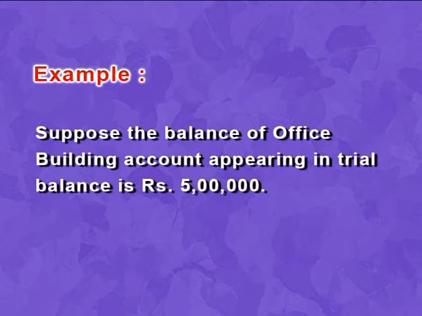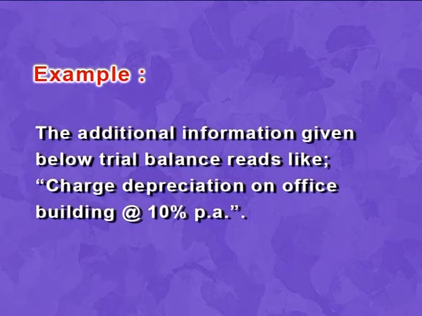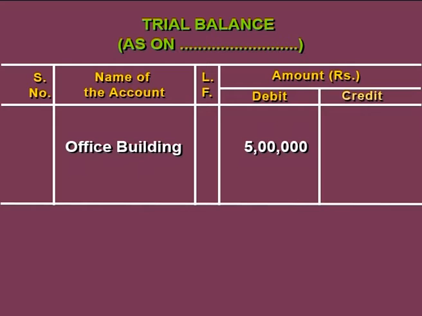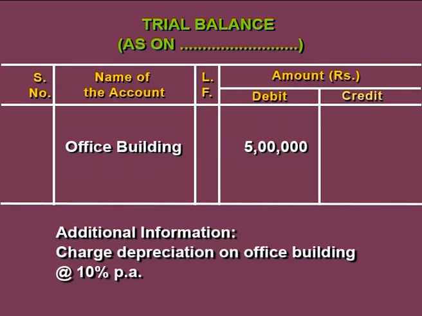Suppose the balance of office building account appearing in trial balance is rupees 5 lakh. The additional information given below the trial balance reads like charge depreciation on office building at the rate of 10% per annum. This will appear like this. As you can see in the trial balance, in the particulars column you have office building account, and in the debit amount column you can see the value of this office building, that is rupees 5 lakh. Below that there is additional information reading like charge depreciation on office building at the rate of 10% per annum.